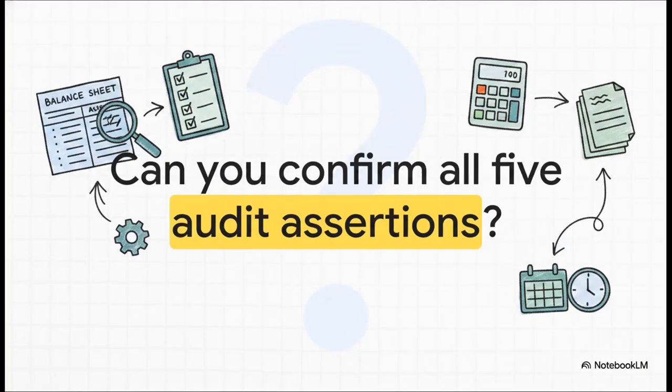I want to conclude this masterclass explainer by leaving you with a bit of a provocative question. When you get back to your desk, I want you to look at your own internal controls, your reconciliations, and your period-end checklist. Can you confidently answer yes to all 5 audit assertions for every single line item on your balance sheet? If the answer is no, well, you know exactly where to start improving your process tomorrow.